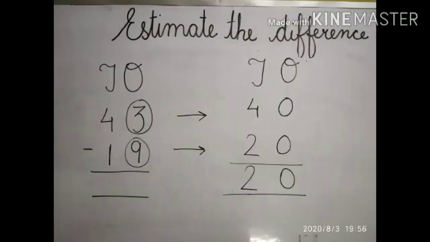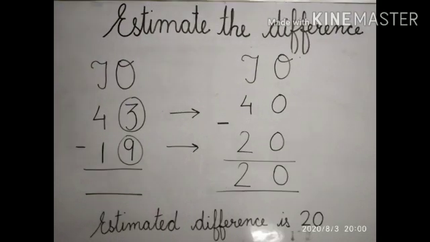Now students, we will estimate the difference between 40 and 20. 0 minus 0 is 0 and 4 minus 2 is 2. So here the estimated difference is 20.